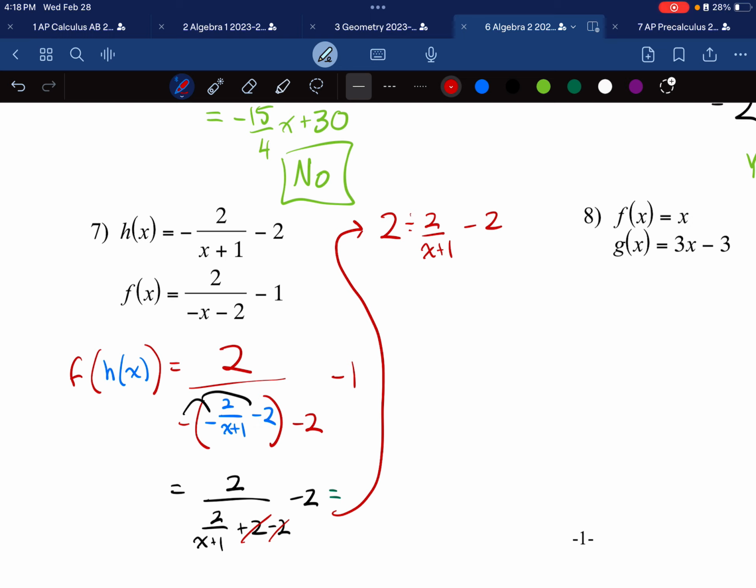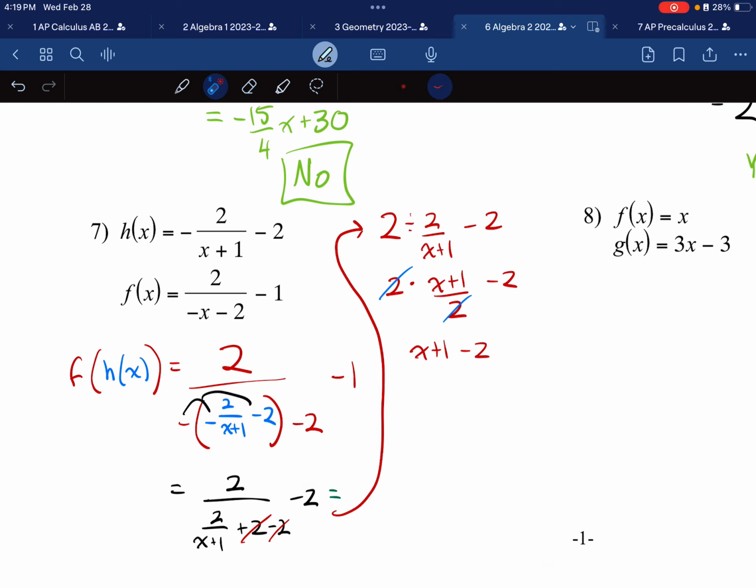Whenever you do division with fractions, you keep it, change it, flip it. So keep it, change it, flip it, x plus 1 over 2. And then notice that these 2's, I still have to do my minus 2 though, don't I? Minus 2. I'm still going to cross cancel the 2's. And this is going to be x plus 1 minus 2. And that's going to be, oh wait, it's not minus 2 off to the side, is it? This is a minus 1.